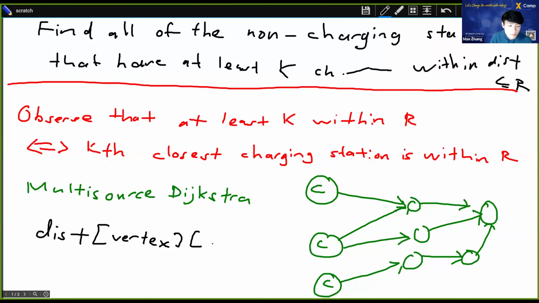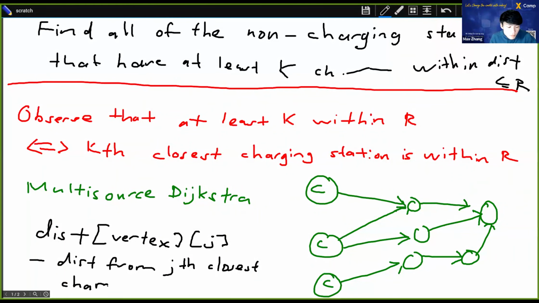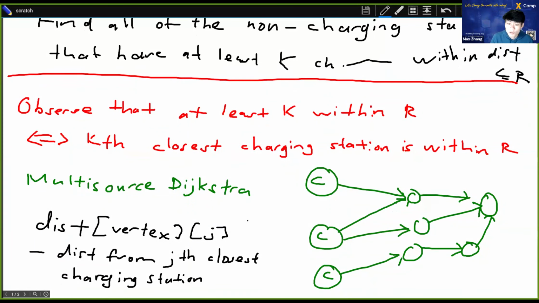We also store some parameter j, which basically tells us the distance from the jth closest charging station. So all we have to do is store an additional parameter, basically a k-dimensional table, or a size k table, for each vertex that gives you that. So you have not only the closest charging station, the one with the shortest distance, but also all k with the shortest distance, right?